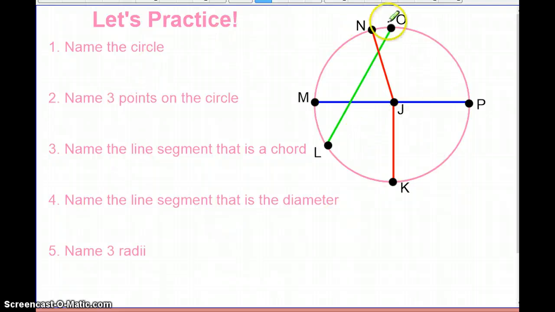So you can go ahead and pause and practice a couple activities here. And then that makes us done for the day.